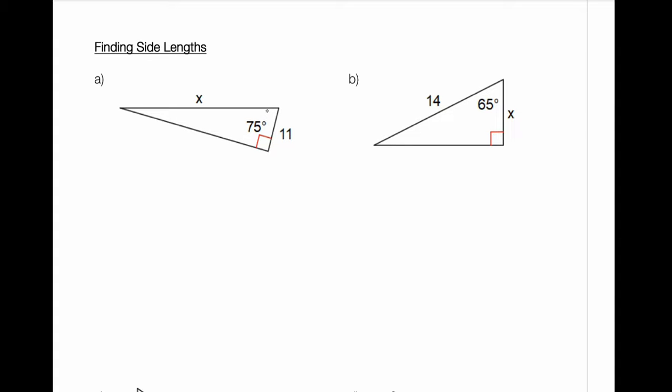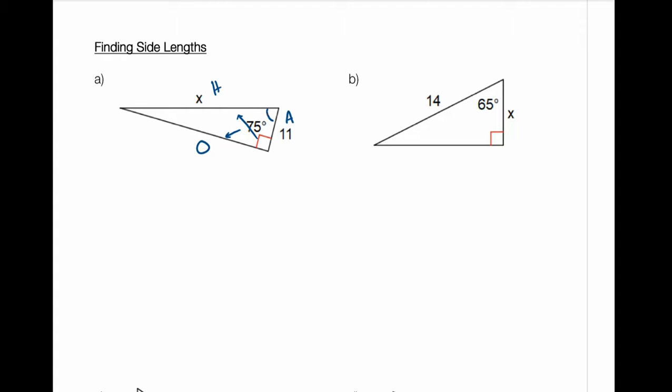This one's a little bit tricky just because of the size, but we have our 75-degree angle here in the corner. We have our 90-degree angle here. So across from the 75 degrees is the opposite. Beside it is our adjacent. And then across from our 90-degree angle is our hypotenuse.